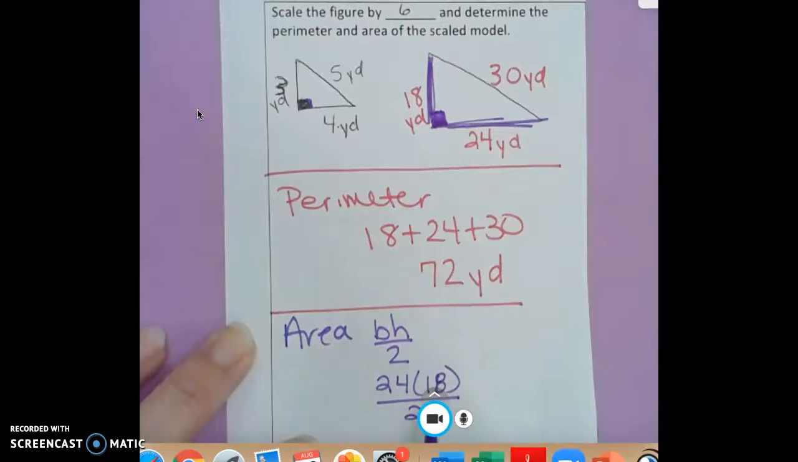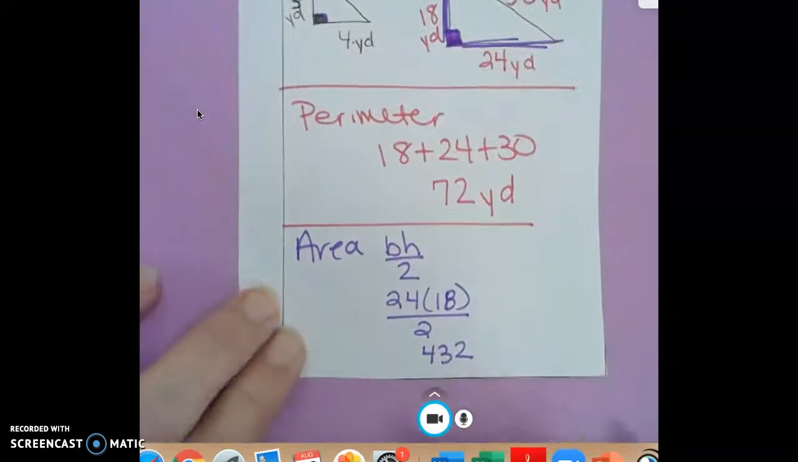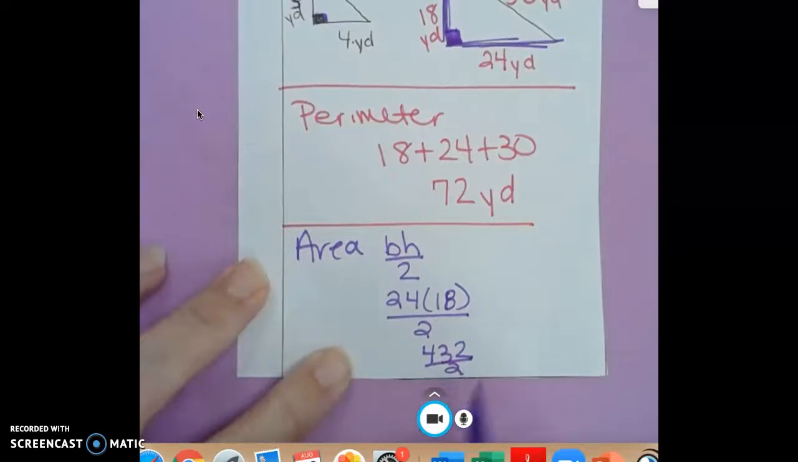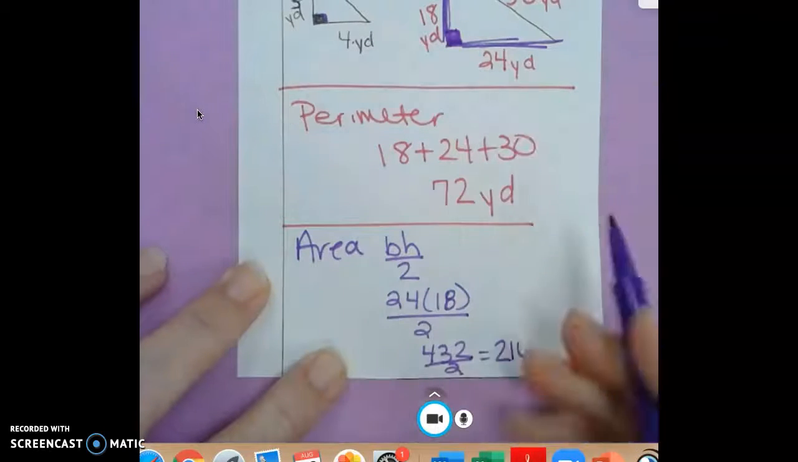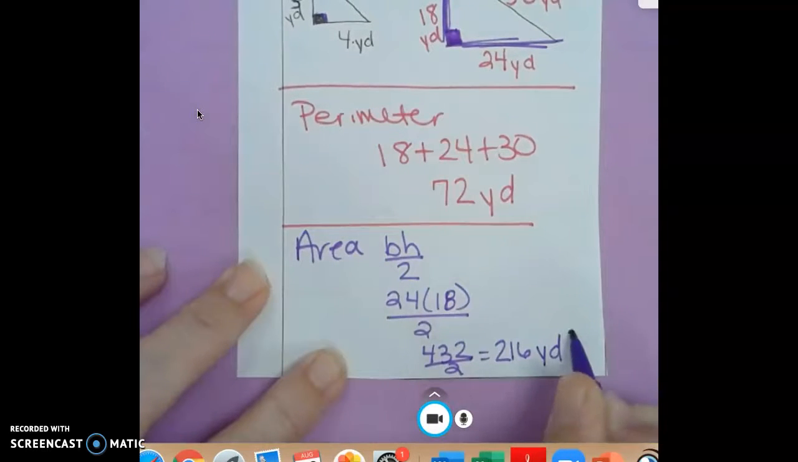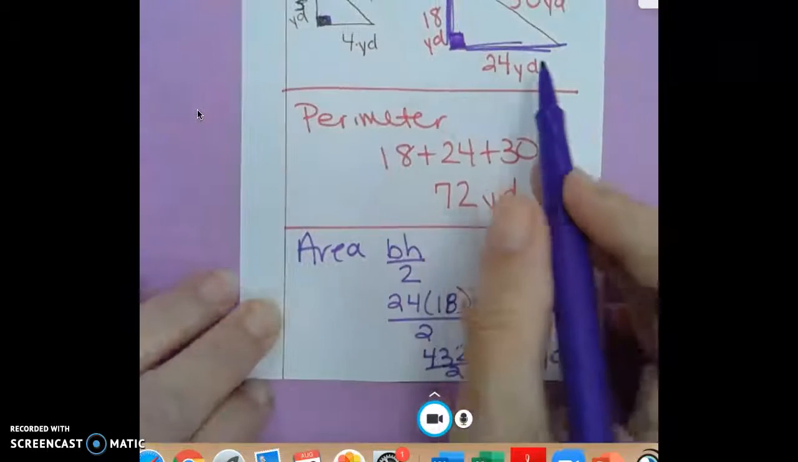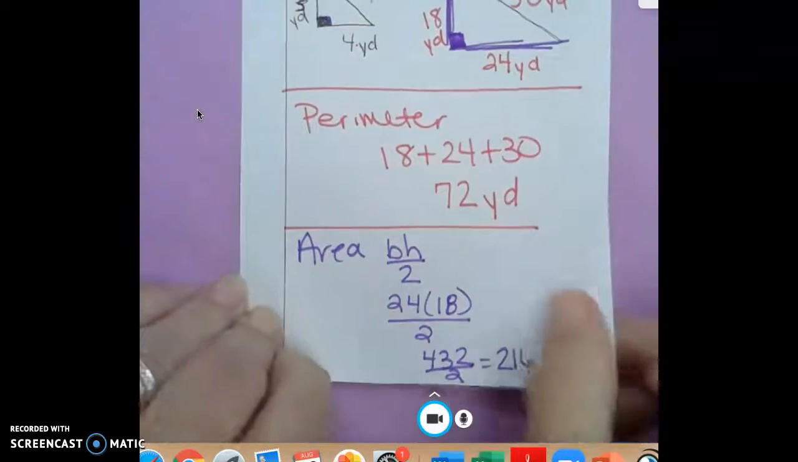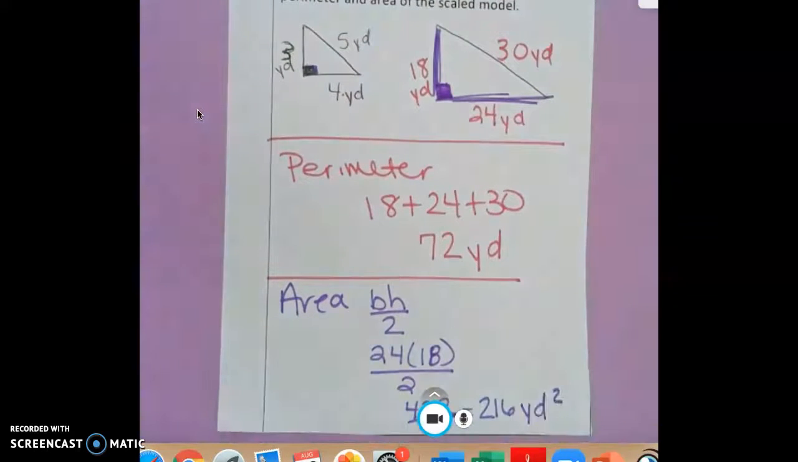So 24 times 18 is 432. I'm sorry, I'm running out of room here again. 432, and divide that by 2, which is going to give us 216. And if we do yards times yards, that's going to be square yards. So today we're going to practice scaling and then determining the area and perimeter. I hope everything goes smoothly.